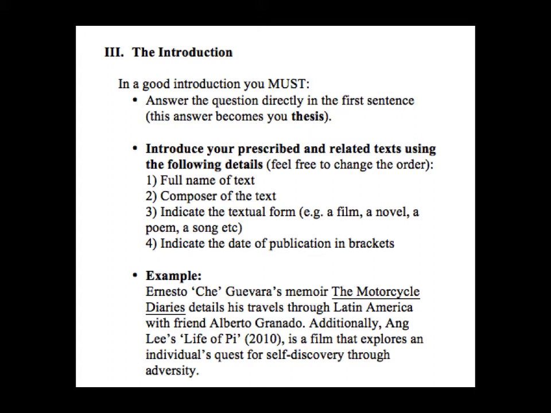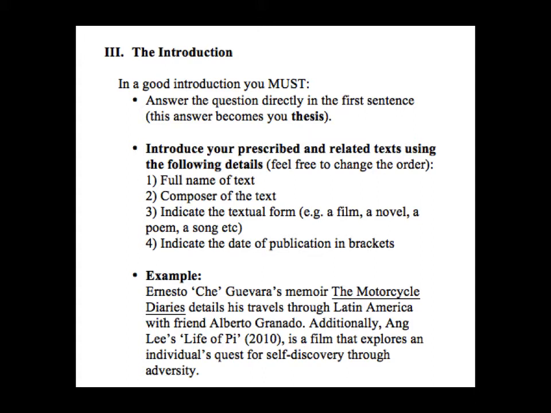And this is very important as you get further down into your essay and you're using related text particularly. You need to indicate whether it's a film, a novel, a poem, a song. Whatever it is, you need to be very explicit with your marker. I would also recommend the first time you mention your texts, you underline the full name of the text. Do not then underline at any other point in the essay, but underline your prescribed text and your related text.